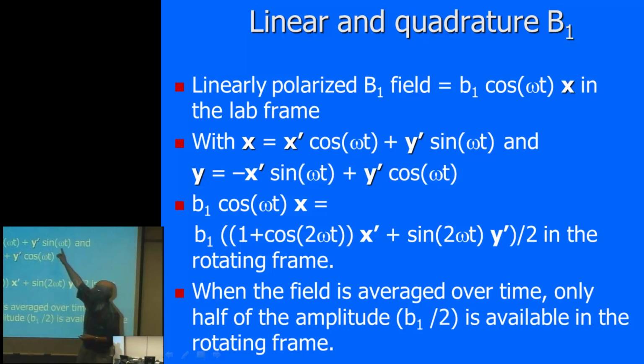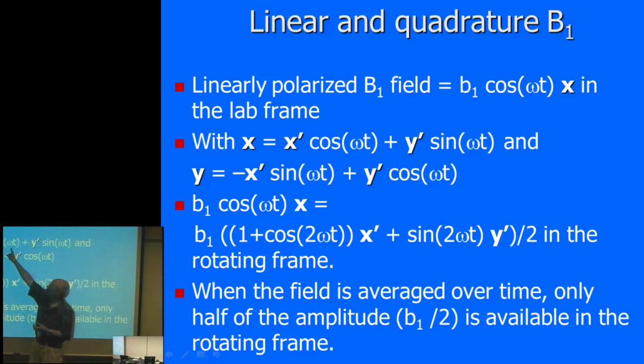But I want to rewrite that field in the rotating frame. Now it involves a rotation of my frame. So I have to write my x direction. The x direction is in the laboratory frame, and the x prime direction is in the rotating frame. They are related by these two equations.